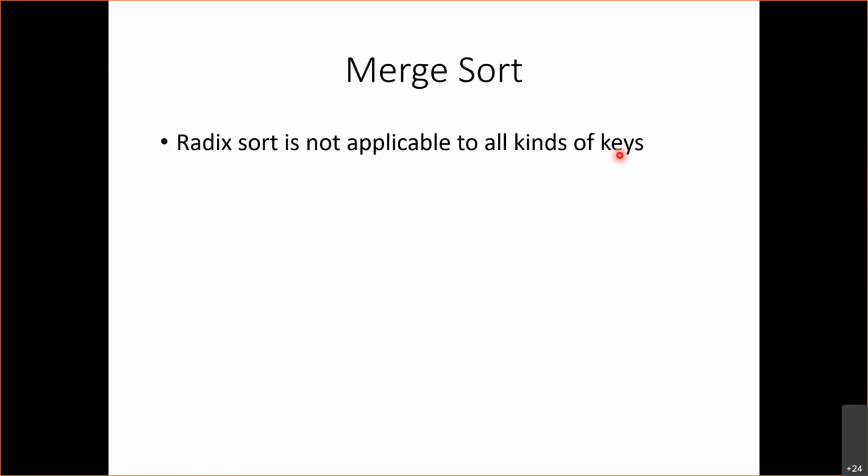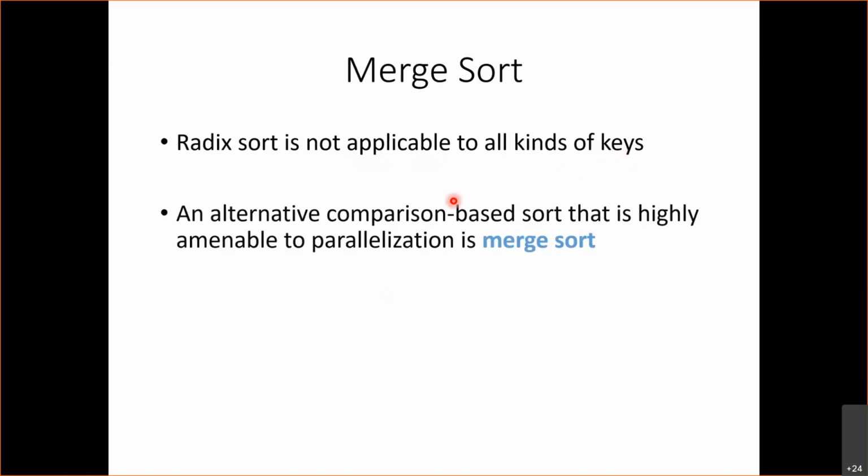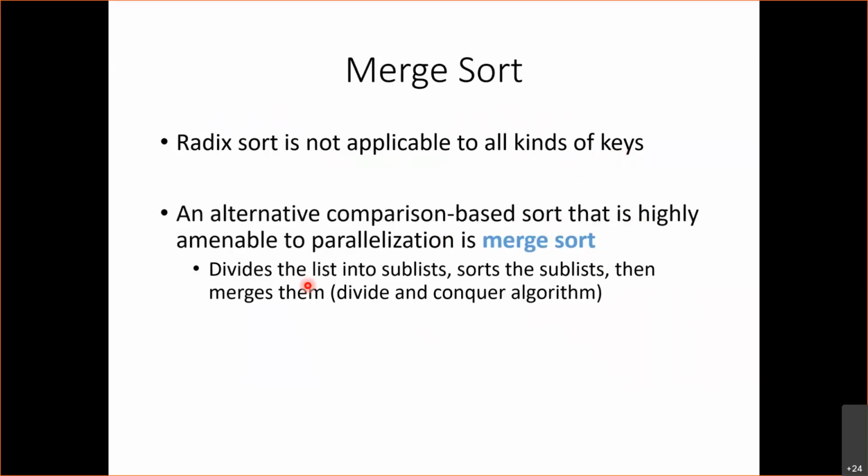So we still need some kind of comparison-based sort that is also amenable to parallelization, and one popular one is merge sort. The way merge sort works is that it divides a list into two sublists and then sorts the sublists and then merges them. It's a divide and conquer algorithm.